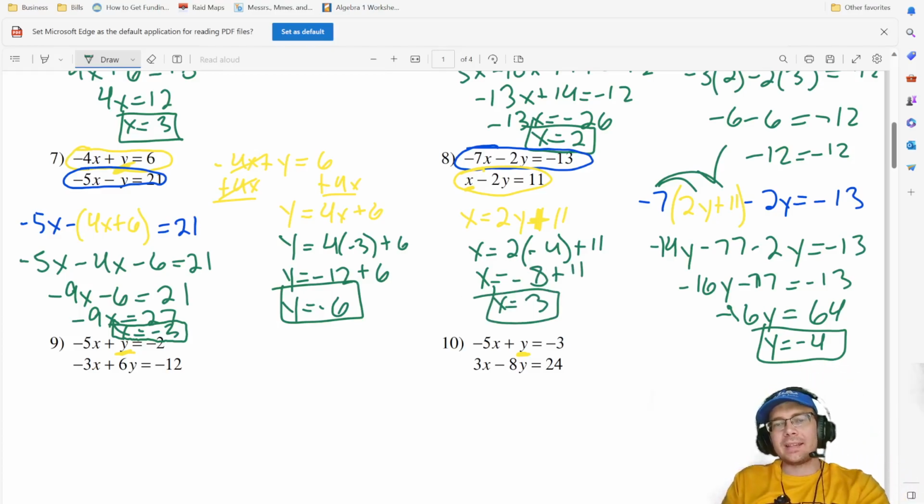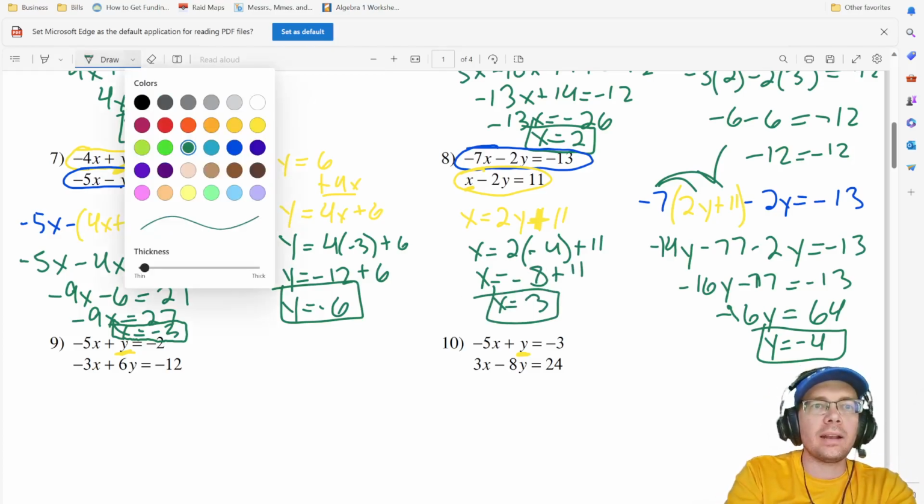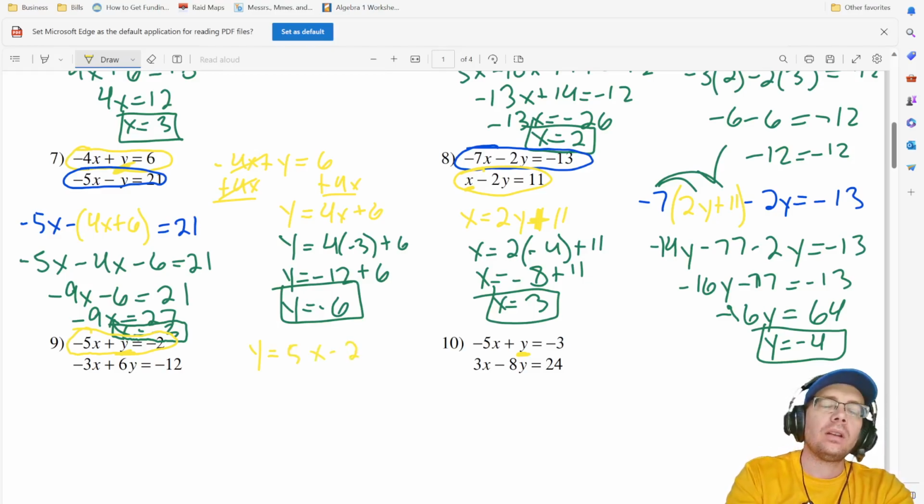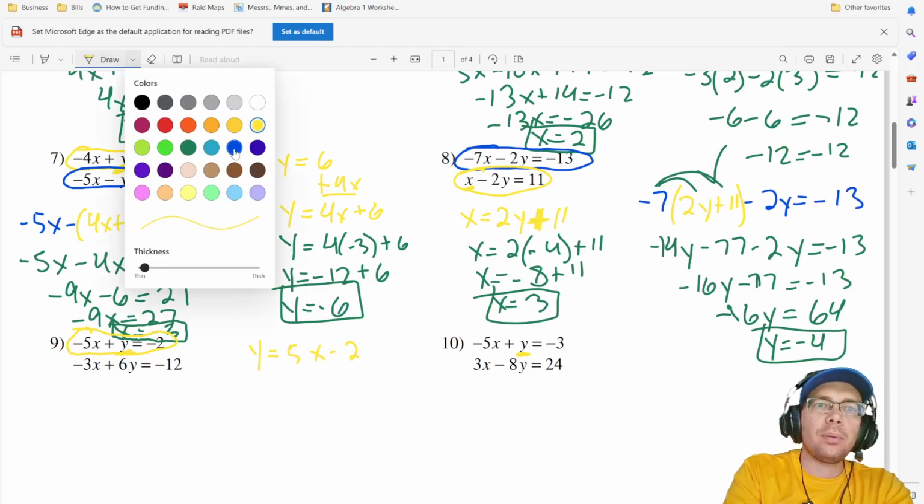All right, last two, we're rounding it out here. Almost done. So here's our yellow equation. We want to solve that for y. So we want to add 5x to both sides. Okay, done, solved for. Now we plug it into the blue equation.